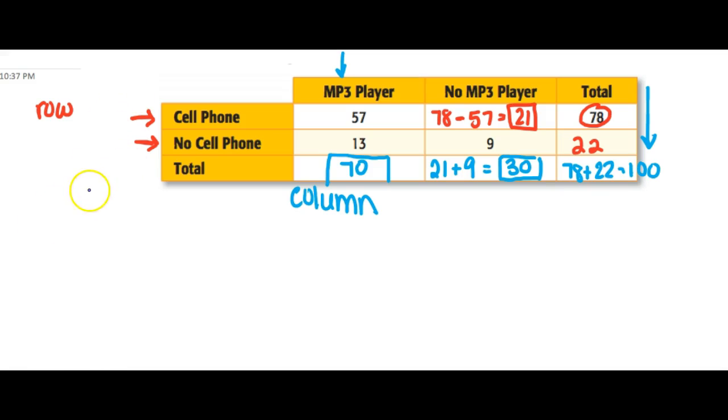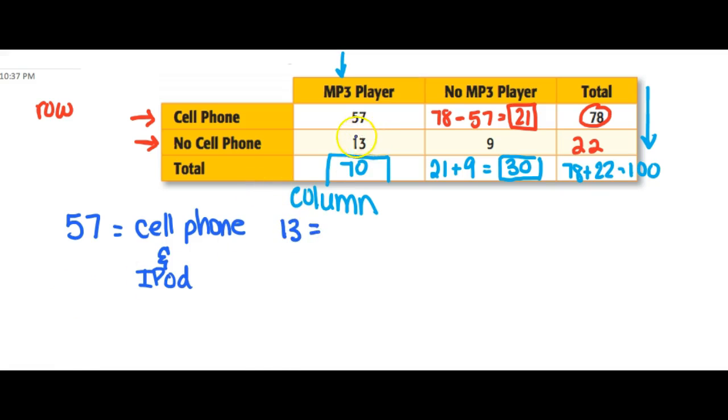Okay, so now let's see. We have 57 people. They have a cell phone and they have an iPod. That's just what I'm going to call it. You guys probably aren't even sure what an MP3 file is, so this is where we're going to go with that one. Now if we said, okay, well, let's look at this. We have 13 people, which is right here. They have no cell phone, but they do have an iPod.